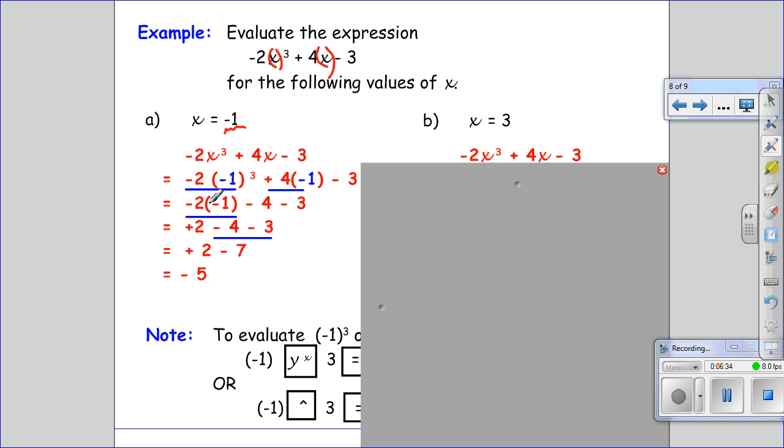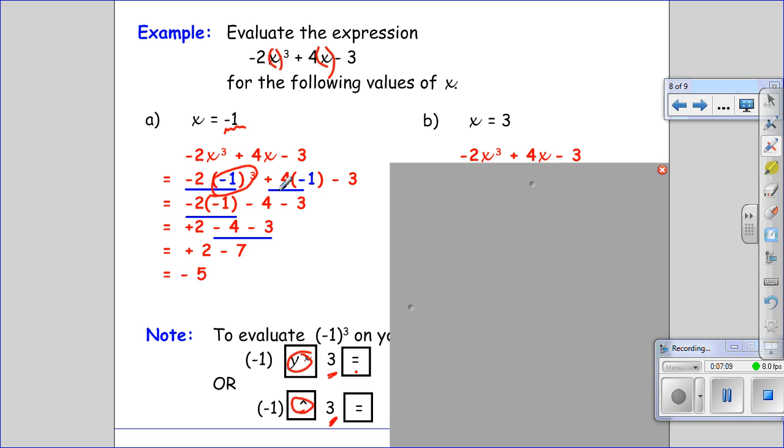And my good friend BEDMAS takes control. I am going to do this exponent first, negative 1 cubed. On my calculator, I would use the bracket button, minus 1 and the bracket. Then I'm going to look for a button that's either y to the x or has a little triangle hat thing on it. I'm going to press that next, then tell it the exponent, and press my equal button. When I do that, I should get negative 1 out.